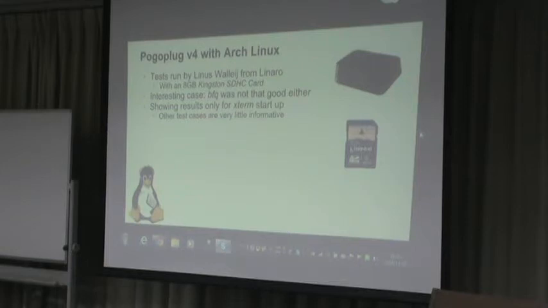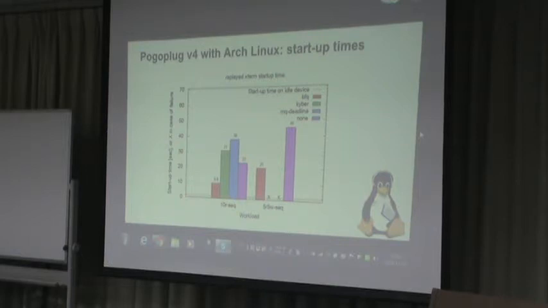Then I tried with much slower, much cheaper, much simpler hardware, this Pogo Plug V4. The tests have been actually run by Linus Walleij, and in particular with several cards, SD cards. This is an interesting case because BFQ was not that good. I show you results only for Xterm because the other test cases didn't say much more. And as you can see, in this case, the startup time with BFQ is much higher than the idle startup time. Still, with BFQ, startup time is much lower than with any of the other schedulers. But it's higher with respect to the other case, so performance is worse.